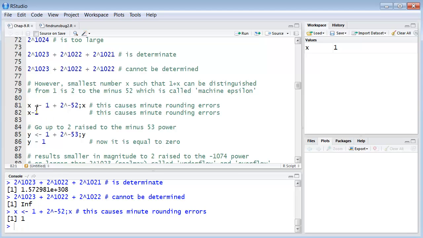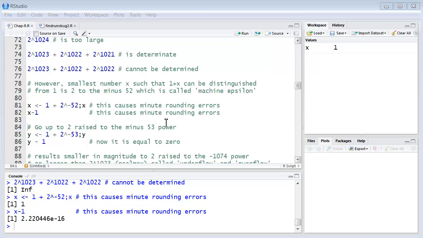Well, if x is 1, and we subtract 1 from x, we should get 0, right? But we don't. We get, again, a very small number, but it's positive, and it's more than 0. So again, these two results together don't make sense.